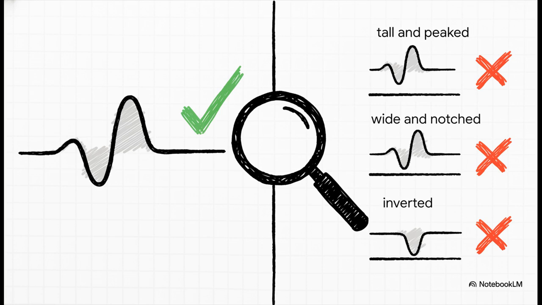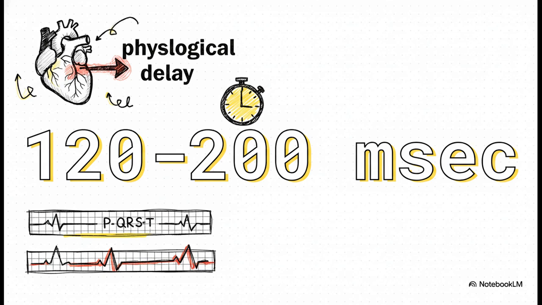Every single one of these subtle variations carries real diagnostic weight. The normal duration for a PR interval is between 120 and 200 milliseconds. And that timing isn't random at all. It reflects the slow conduction through the AV node, a crucial delay that gives the ventricles enough time to fill with blood before they contract.